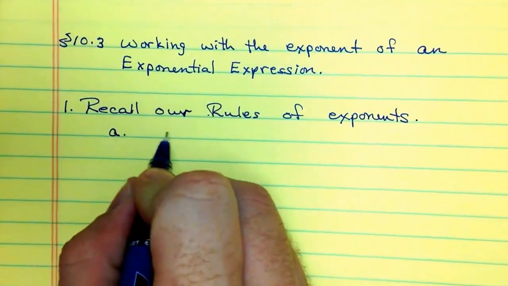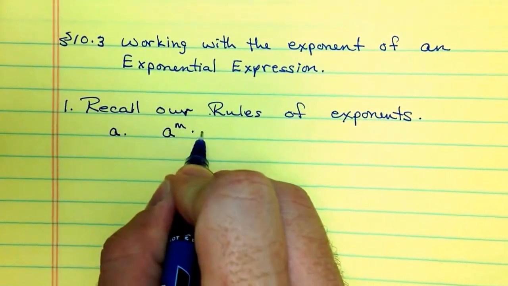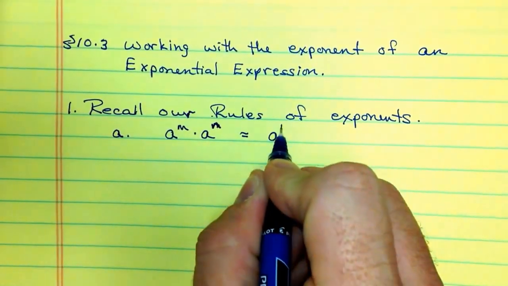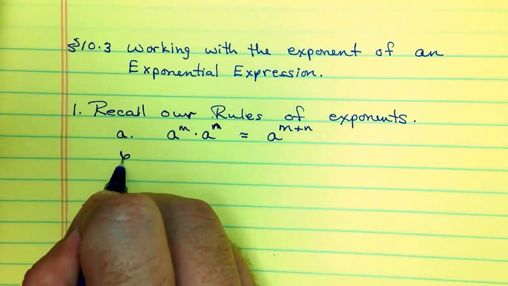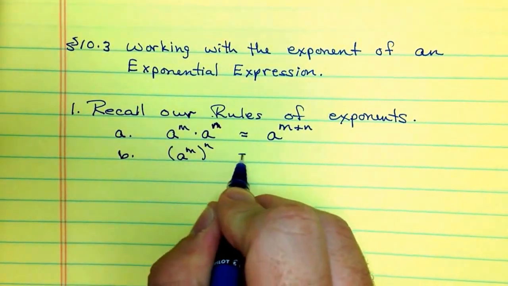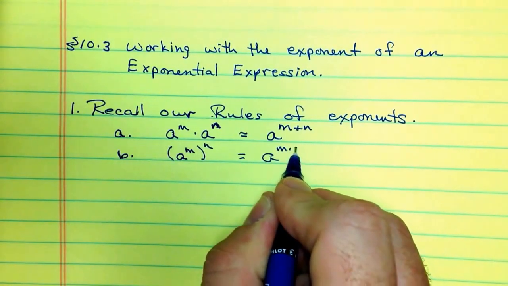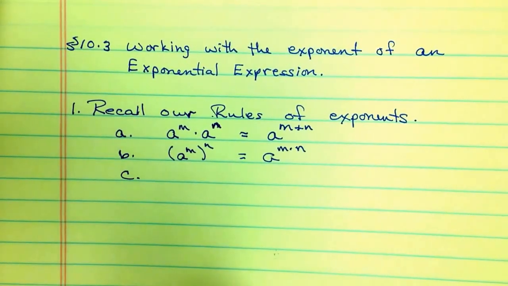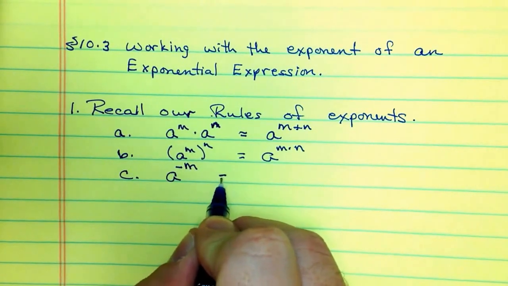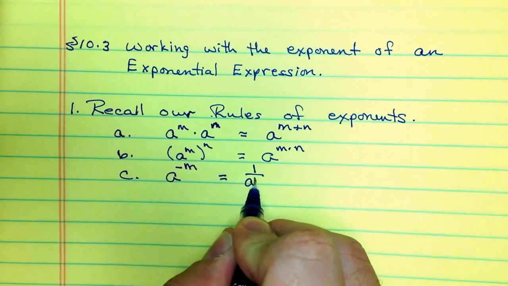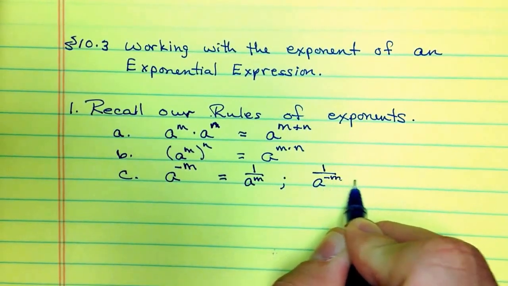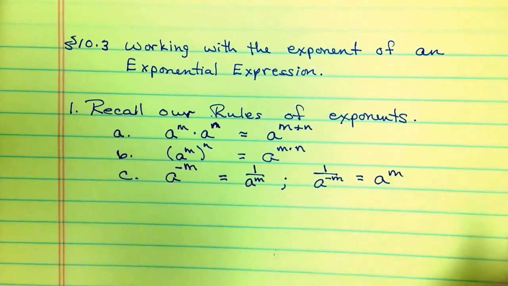So first we have a product of powers. A to the m times a to the n is going to be a to the m plus n. Then we have power to a power. A to the m to the n is equal to a to the m times n. Little c, negative exponent. A to the negative m is going to be 1 over a to the m. And also 1 over a to the negative m equals a to the m.